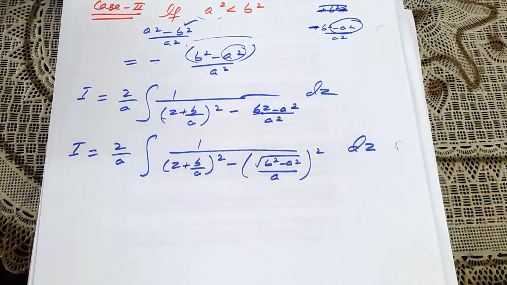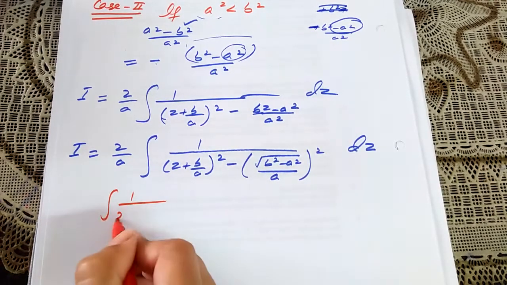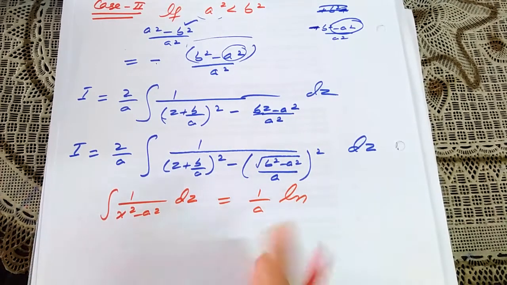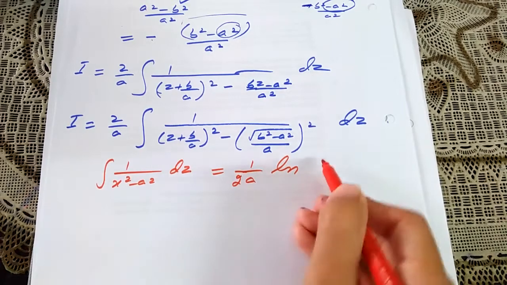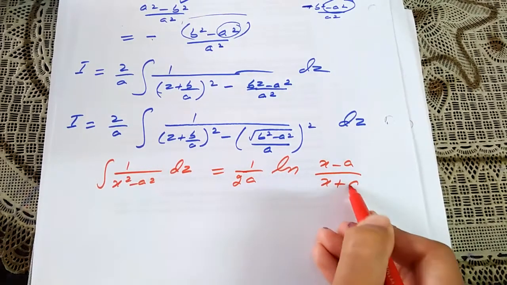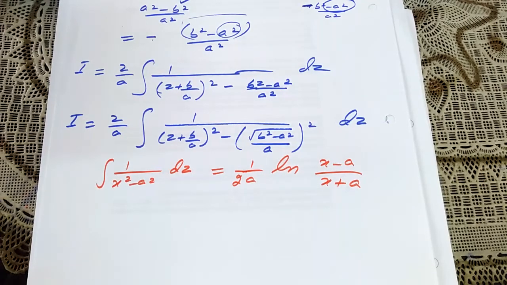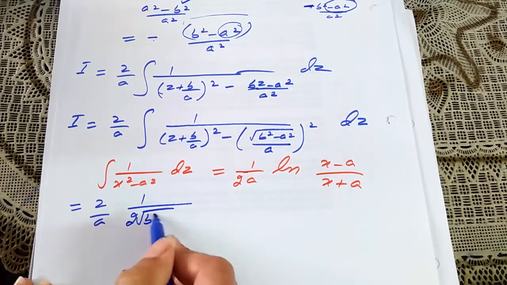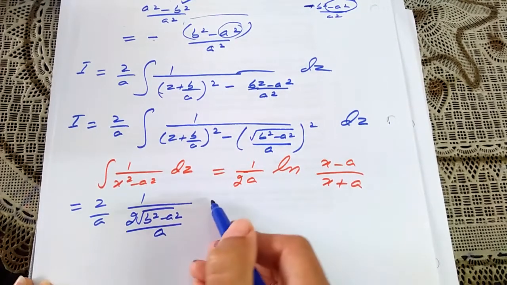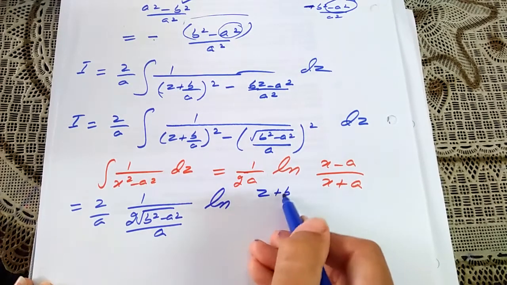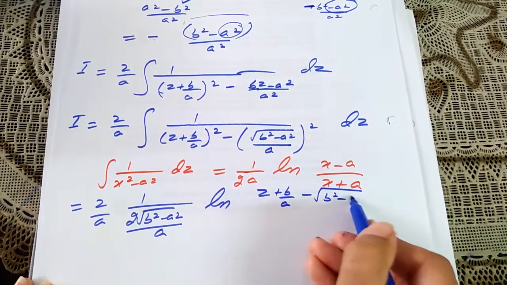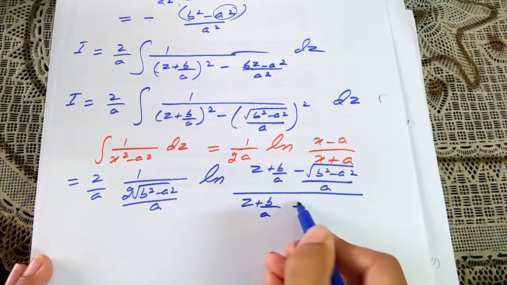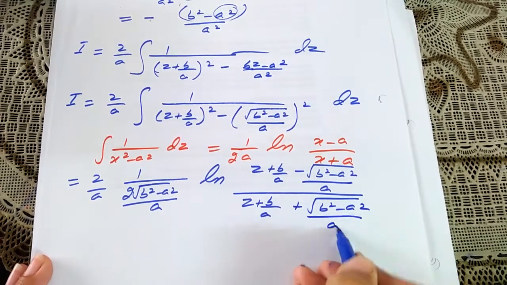Now here we need to use a formula for integral of 1 over x square minus a square dx, that is always equal to 1 over 2a ln of (x minus a) over (x plus a). So using that formula here we will get 2 over a, 1 over 2 into square root of b square minus a square over a, ln of (z plus b over a minus square root of b square minus a square over a) divided by (z plus b over a plus square root of b square minus a square over a).